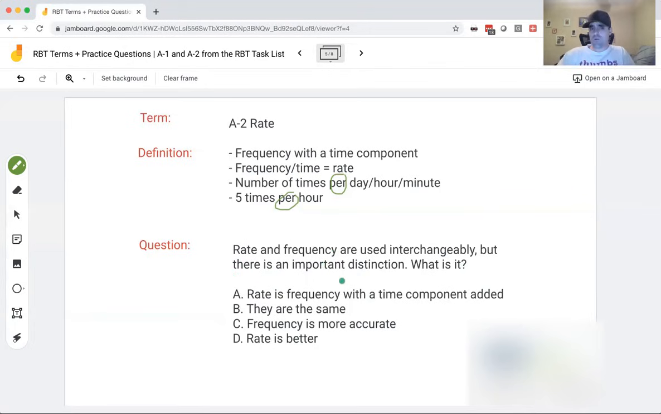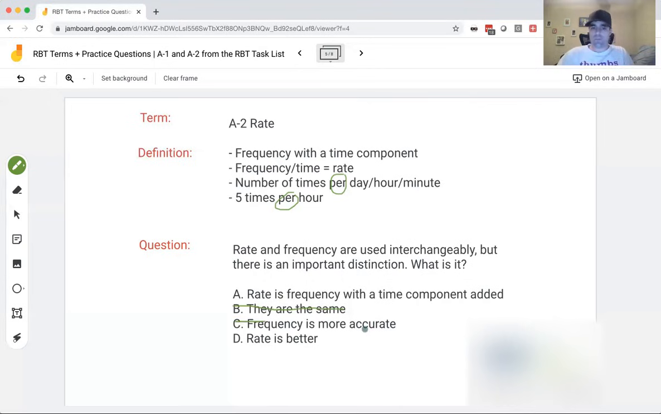Let's look at A. Rate is frequency with the time component added. What is our definition? Frequency with a time component, frequency over time. A looks pretty good. B, they are the same. Well, we know they're not the same, because frequency is a count. Rate is frequency with time. So they're not the same. C, frequency is more accurate. Well, no, we're still using frequency and rate. We're using the same frequency count, so the accuracy doesn't really change as far as frequency goes. It's the same thing. We're just adding time to it.